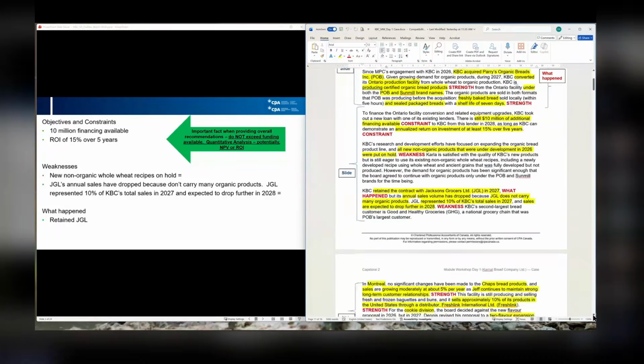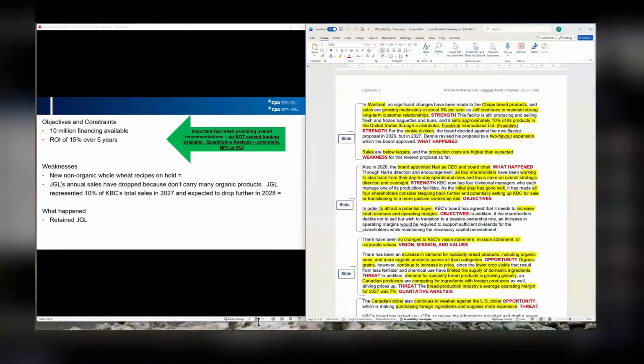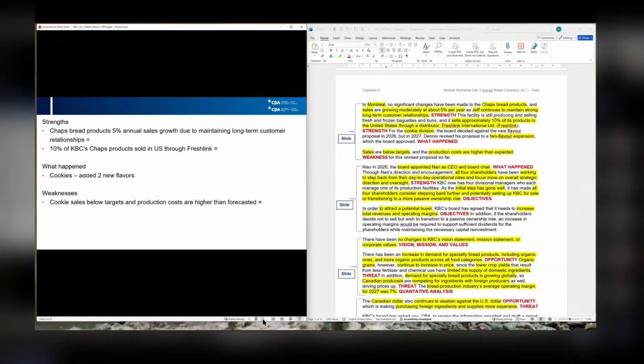Let's look at the next paragraph and see what information we have. So here's some additional strengths, more information about what happened, and a weakness. So Champ's bread products, they're experiencing 5% annual sales growth due to maintaining long-term customer relationships. 10% of Champ's products are sold in the US through FreshLink.